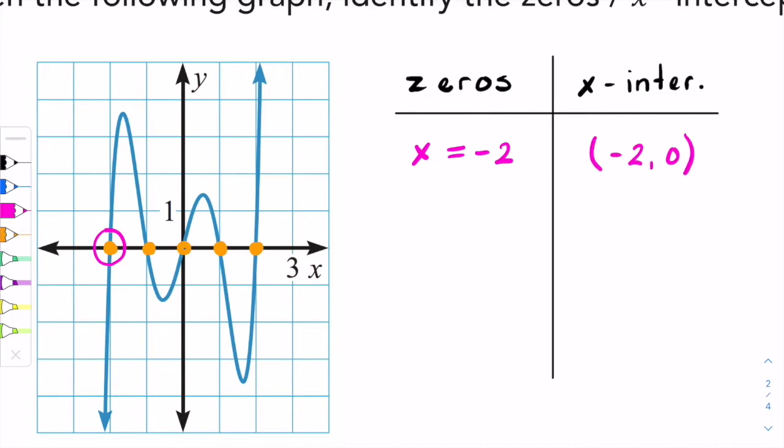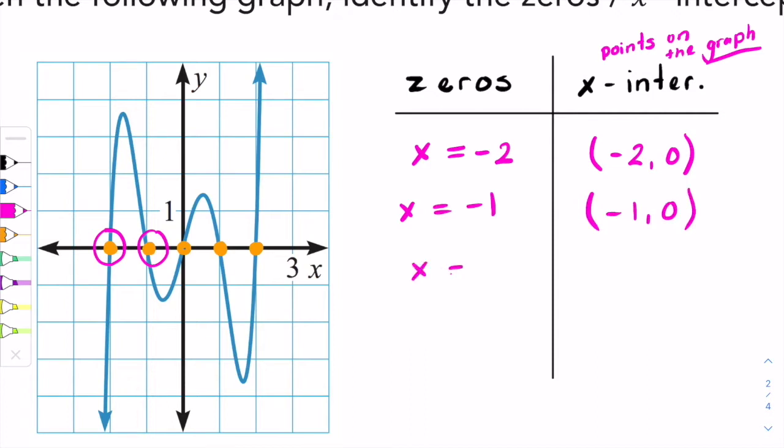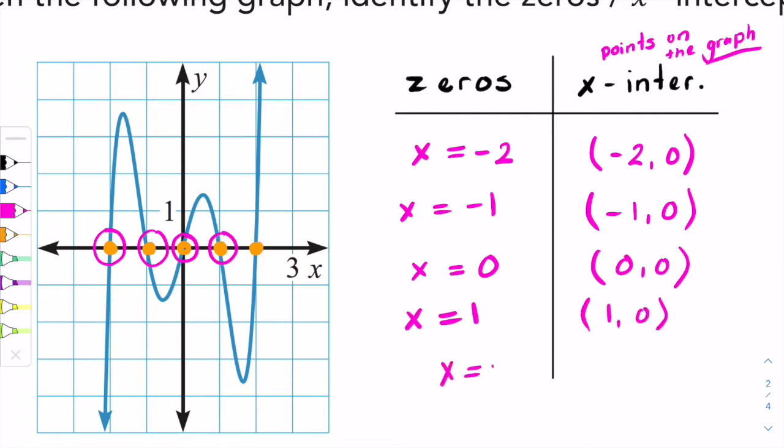X-intercepts are actual points on the graph. The next one that we see is at x equals -1 as a 0. As an x-intercept, it's at -1, comma, 0. Then we have x equals 0, or 0, comma, 0. X equals 1, or 1, comma, 0. And x equals 2, or 2, comma, 0.